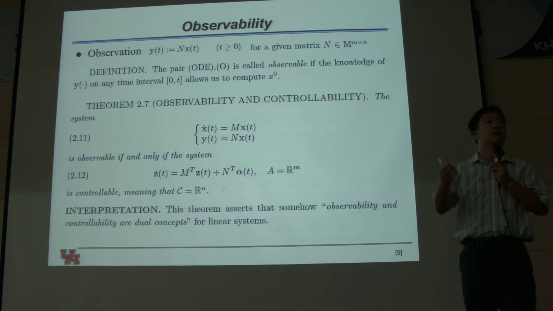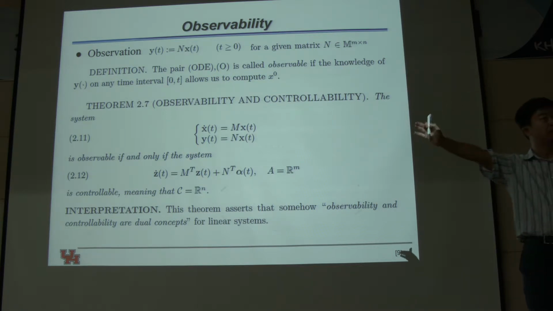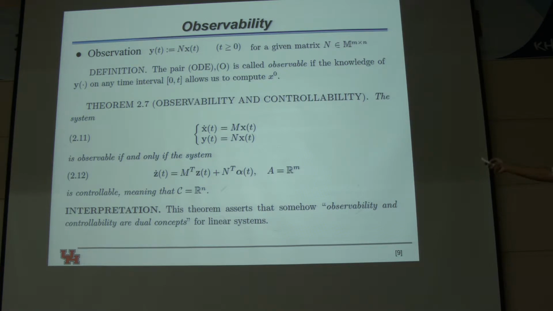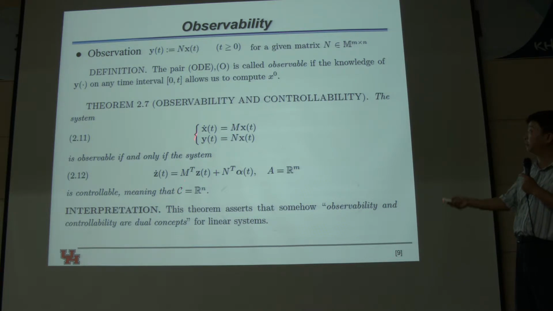So that's the reason, when NASA observes a comet or other things in the universe, they can guess where it originally came from. How is it possible? Because of observability. And according to this theorem, observability and controllability are dual concepts. Basically, if you have observability, typically you have controllability.